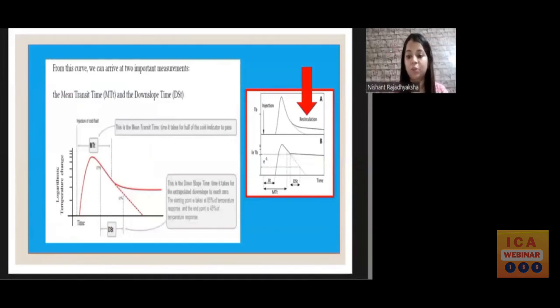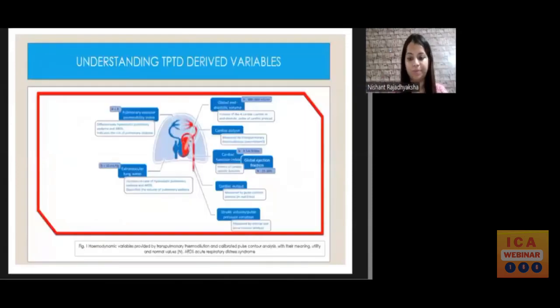These are the same curves which Dr. Nishant has showed us. The important thing when we do a transpulmonary thermodilution technique, we need to calculate what is mean transit time. Mean transit time, in a very simple word, is 50% of area under the curve. For the second equation, we use downslope time, which basically means time it takes from 85% of temperature response to 45% of temperature response. These are the two important things students should remember from a theoretical point of view: mean transit time and downslope time.